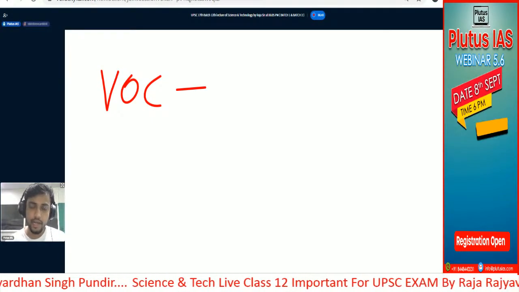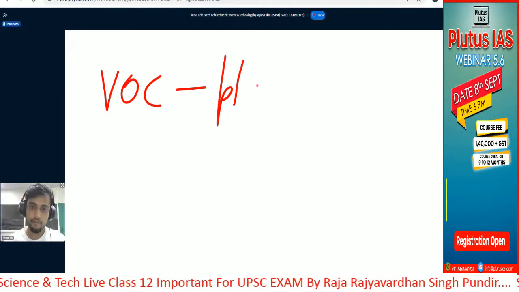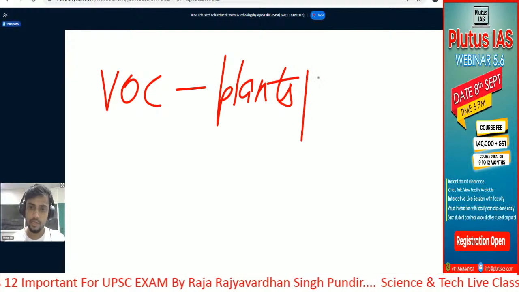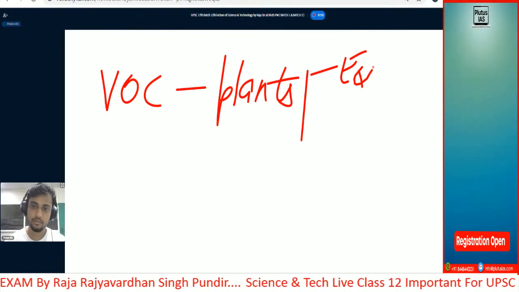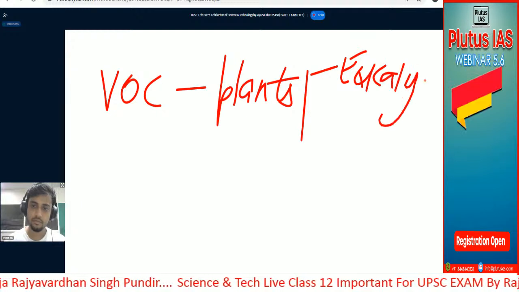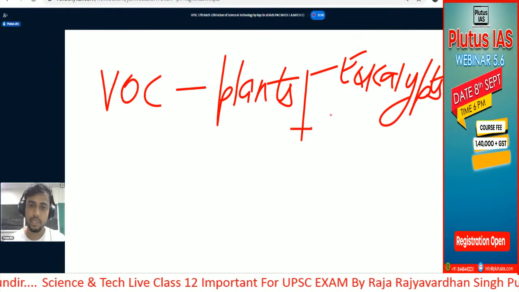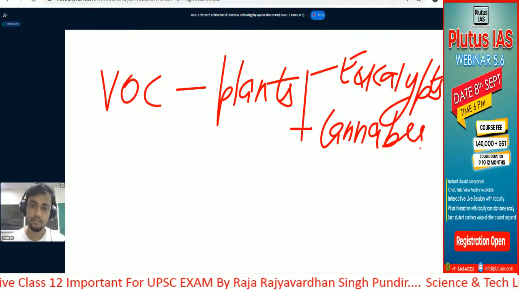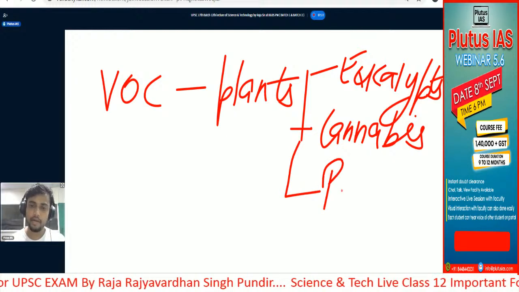So these volatile organic compounds, they evaporate from the plants. The tree species like eucalyptus, and from the cannabis. Okay, and some other plants like pine trees.